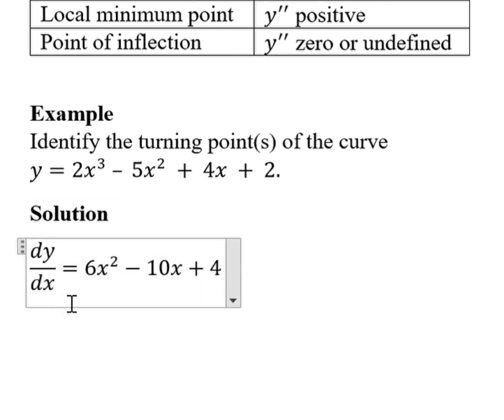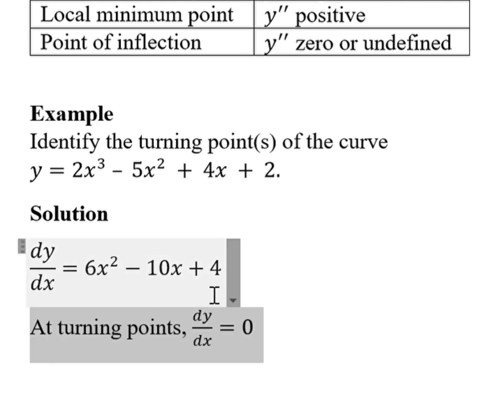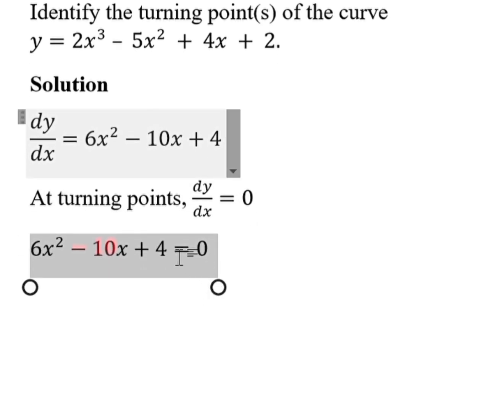Now at turning points, the first derivative is supposed to be 0. The value of the first derivative is supposed to be 0. So for that reason, then we equate this to 0. So we shall say at turning points, the value of this equation should be equal to 0. So this is giving us a quadratic equation which we need to solve for x.